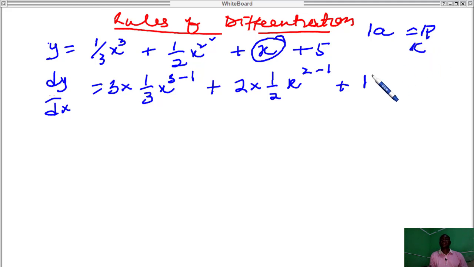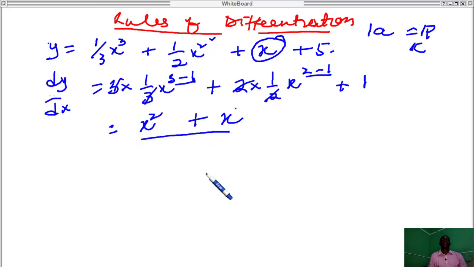C, 1 is there, so you write 1. Then this one is having no variable, so it will be 0. You leave it. So now let's simplify. 3 will cancel here, making x squared, because 3 minus 1 is 2, plus this 2 cancels this 2. Then 2 minus 1 is 1, so it will be x. And any number raised to the power 1 is the same as that number. So we have this as the function.